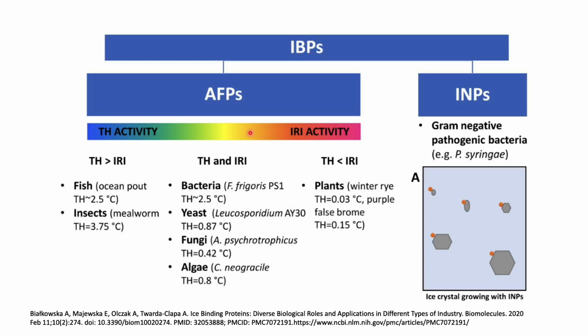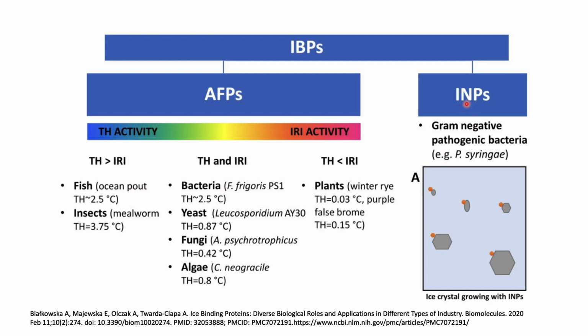So here is the big chart talking about the ice binding proteins. We have antifreeze proteins and ice nucleating proteins. In the case of antifreeze proteins, the main two activities are thermal hysteresis activity and ice recrystallization inhibition activity. So when the TH is more than IRI, which is seen in a few fishes and insects; when TH and IRI are more or less equal, it is seen in some of the bacteria, yeast, fungi and algae. And in the case of plants, the thermal hysteresis is lower than IRI. So that is how these proteins function in different types of species.